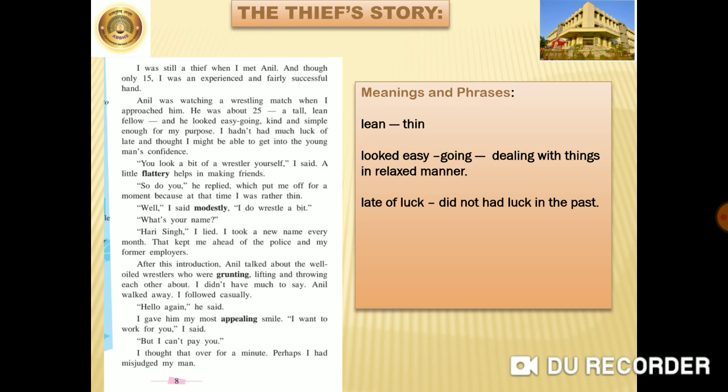You look a bit of a wrestler yourself, I said. Now here the narrator is nicely buttering him up by saying, you look a bit of a wrestler. A little flattery helps in making friends. So here he is just praising him. Flattery means he's praising him just to make an impression on him.